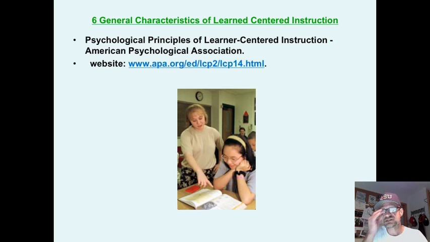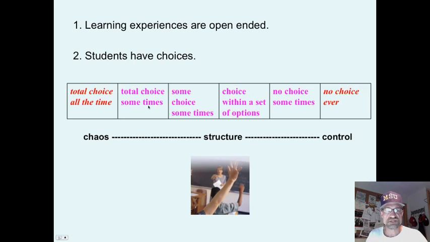So, six characteristics of learner-centered instruction. These are taken from the American Psychological Association. They have 14. The main six are presented here. Learning experiences are open-ended. Students are not always expected to come to a predetermined conclusion or create a standardized product. Like life experiences, learning experiences are often without set answers. So the learners oftentimes can come to their own conclusions. They're not limited by behaviorally defined objectives. They're allowed to take things as far as they want to.